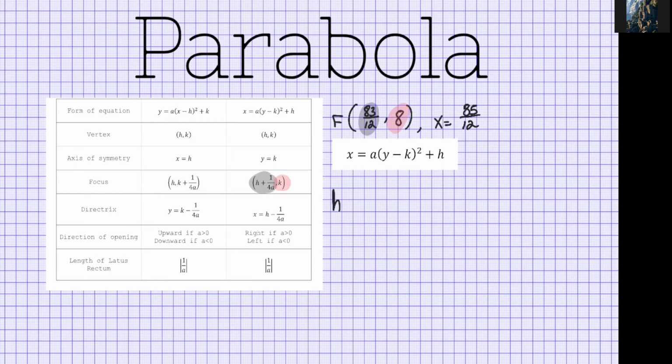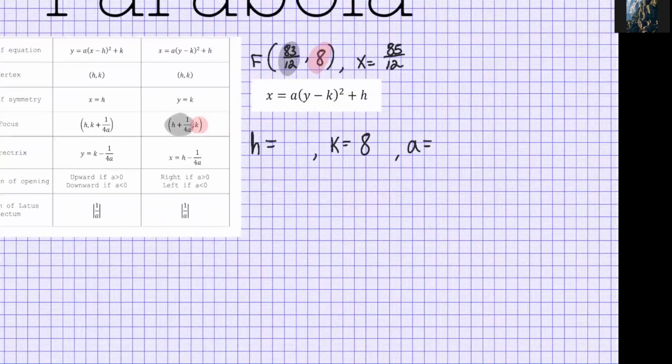So from the three values that we have, h, k, and a, we already know k, that is 8. Now from here, we will have to use this little equation here that comes from the focus and the directrix to find the missing variables. So let's begin. We have from the focus that h plus 1 over 4a will equal 83 over 12. Now, from the directrix, this one right here, let me mark it like this, we have that h minus 1 over 4a will equal 85 over 12.